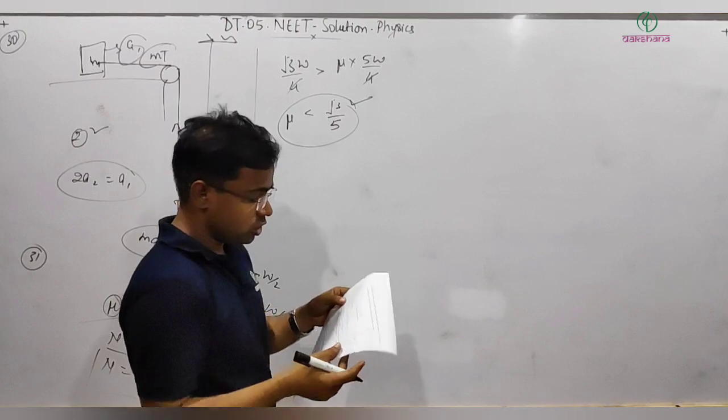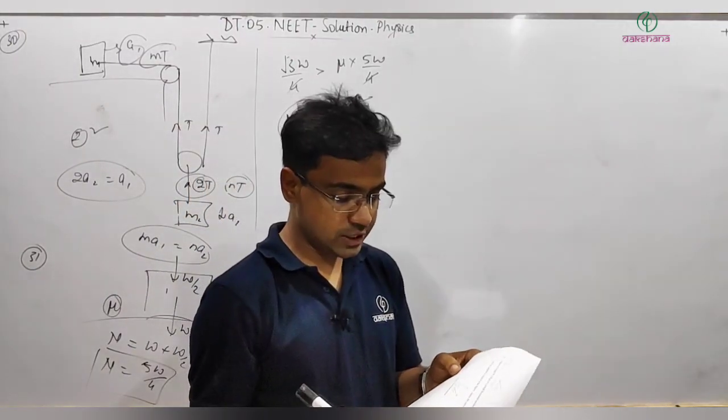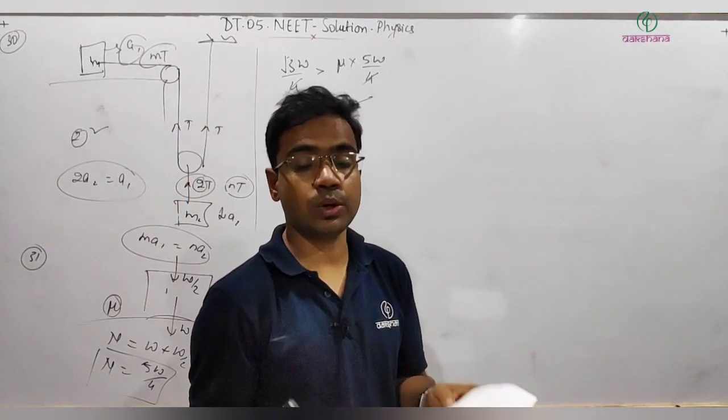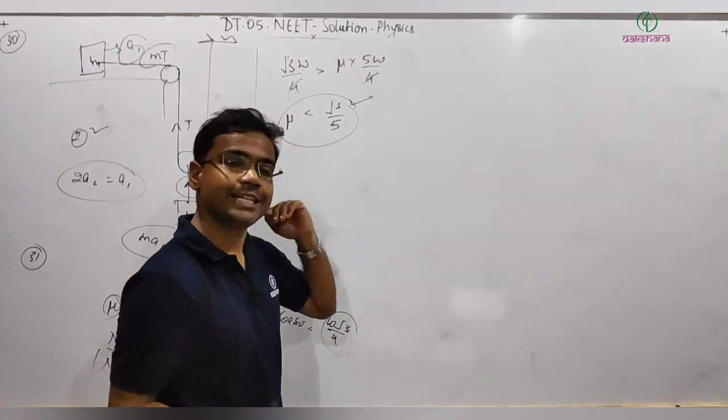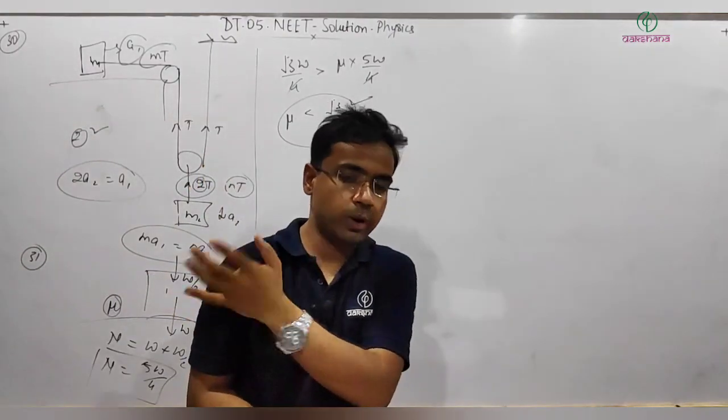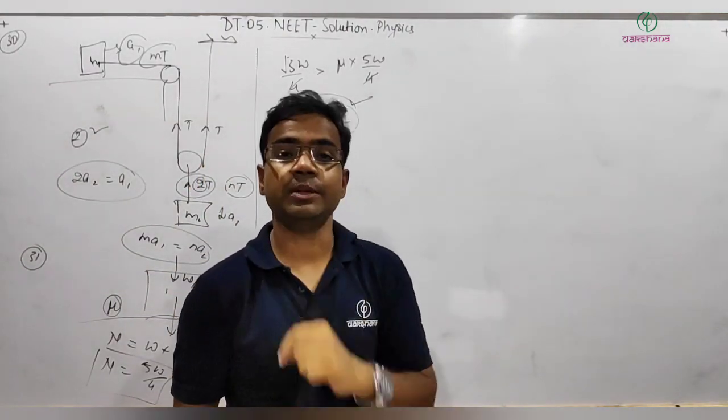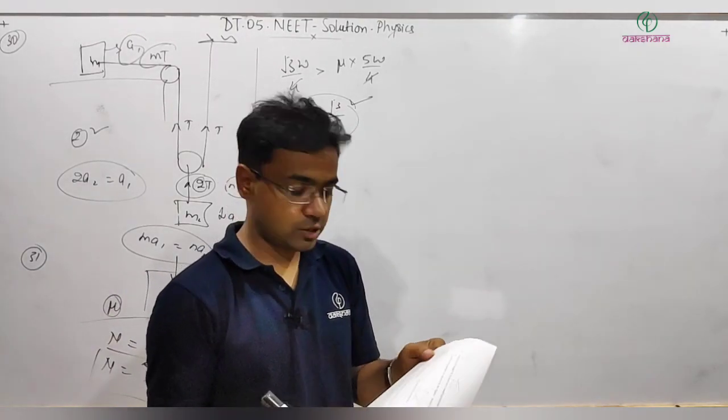Second option, for mu less than this, work done by friction force is 0. No, if mu is less than this it will move, then friction will act backward and work done by friction force must be negative actually. So second is also not the right option.